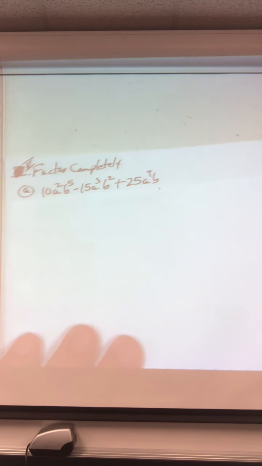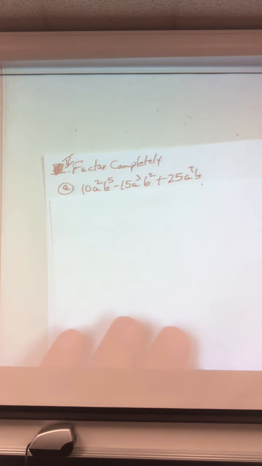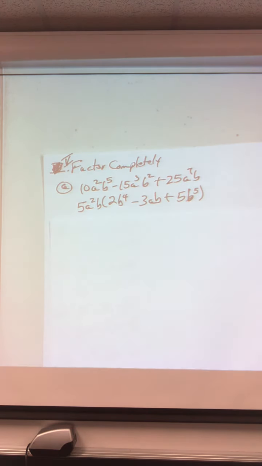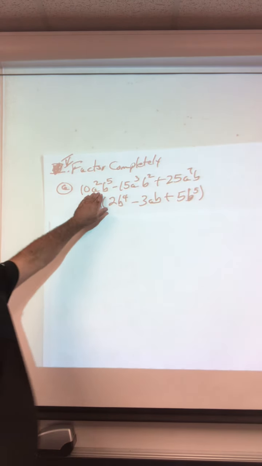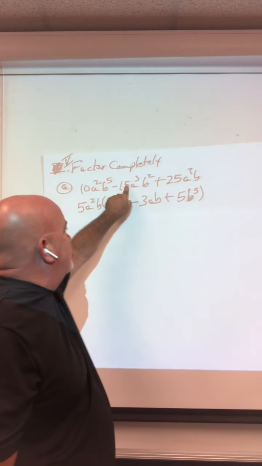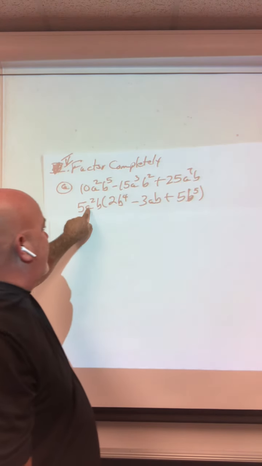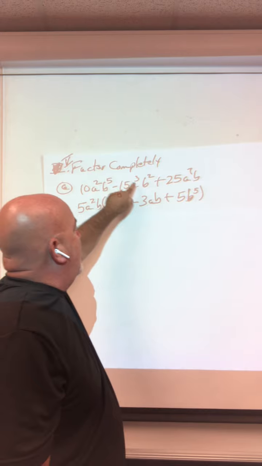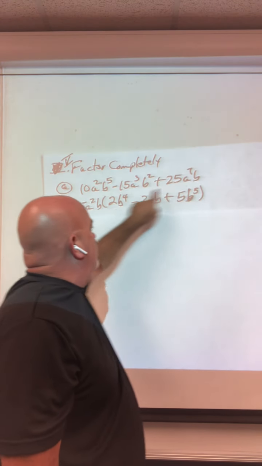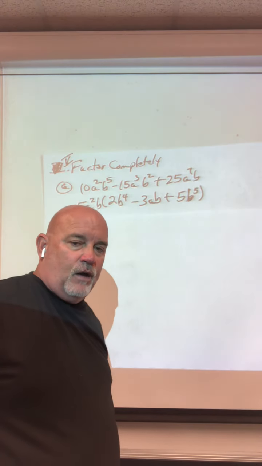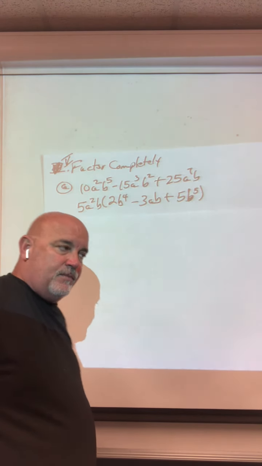The instructions here is factor completely. Now let me uncover it and then I'll come over here and go over it with you. So when I look at these 3 terms, 5 goes into every one. A2, A3, A7, so I can take an A2 out. B5, B2, B1, so I can take a B1 out. Remember, it's basically the lowest of all of them, but it's got to be in every one of them.